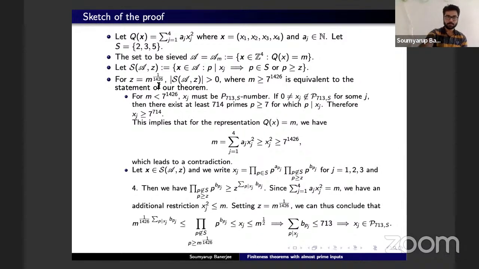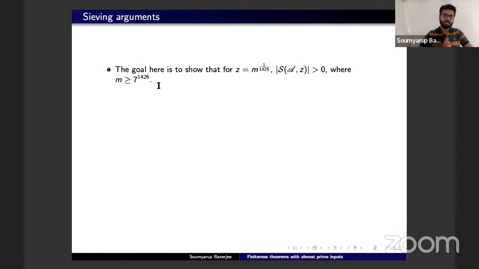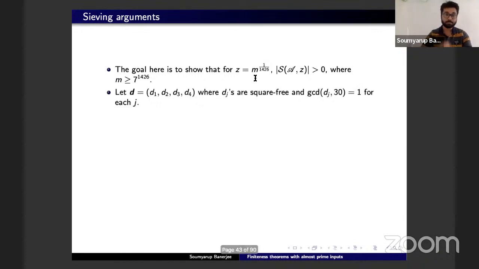Okay. Let me move to the sieving argument. So the goal here is to show, just the repetition of the statement I have written here, that for Z equal to M to the power 1 by 1426, the cardinality of SSZ is bigger than 0, where M is bigger than or equal to 7 to the power 1426. Let D be the vector D1, D2, D3, D4, where the DJs are square free and the GCD of DJ and 30 is 1 for each J.